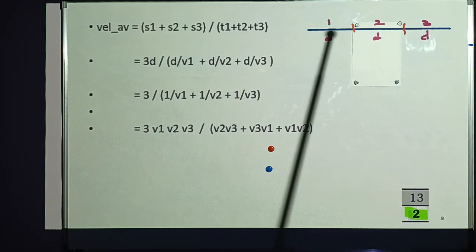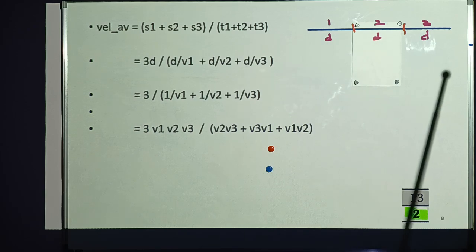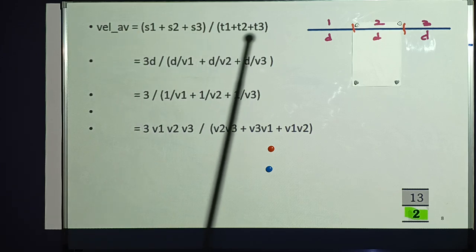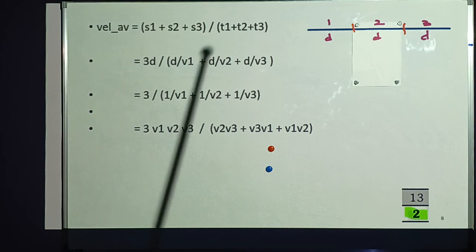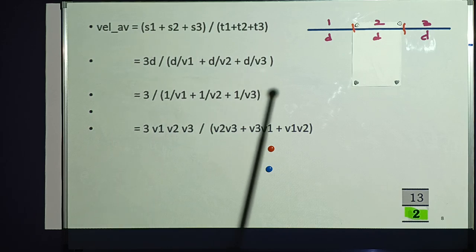The motion is covered in three equal parts. One third of the motion, second one third, third one third. Equal distance, but the velocities are different. Average velocity: total displacement is s1 plus s2 plus s3, divided by the total time t1 plus t2 plus t3. So this is 3d, and then the times are d by v1, d by v2, d by v3. Simplifying, you'll get this one.